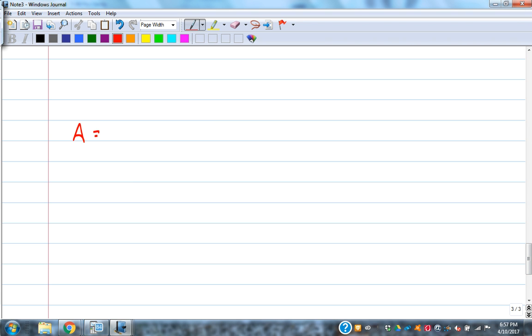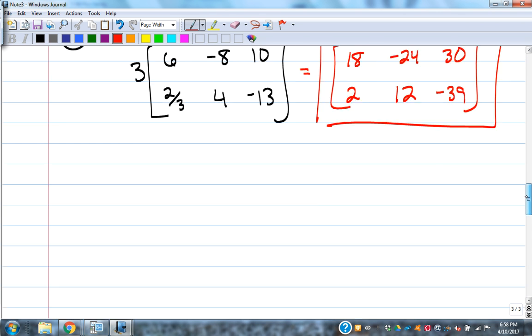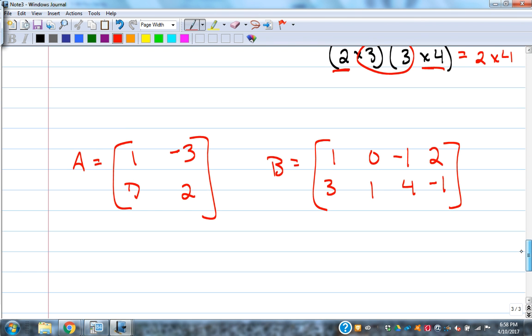So let's put in a couple of matrices. Let's call this one matrix A, 1, -3, 7, and 2. And let's call this one matrix B, 1, 0, -1, 2, 3, 1, 4, -1. I don't know what letter we're on here. F. Example F is find A times B.